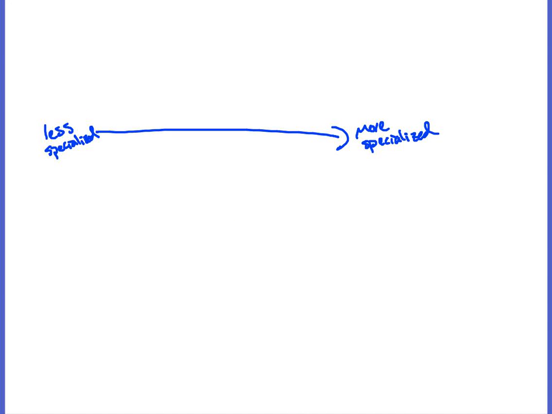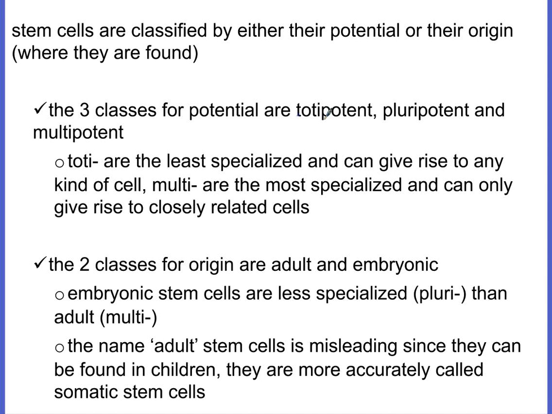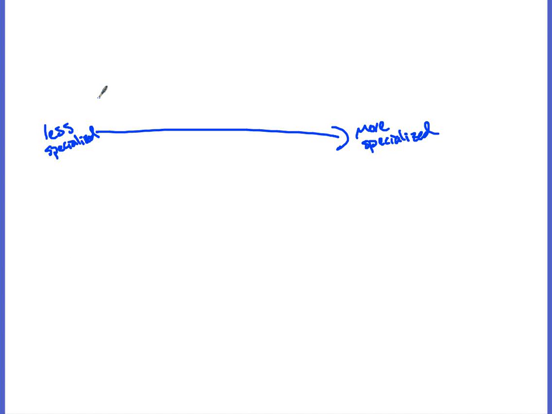And there were different classes. Again, the totipotent, pluripotent, and multipotent. Those go across the top here. Totipotent, pluripotent, and multipotent, right? Totipotent stem cells are so unspecialized they can become anything.